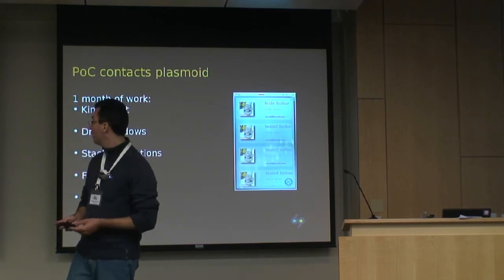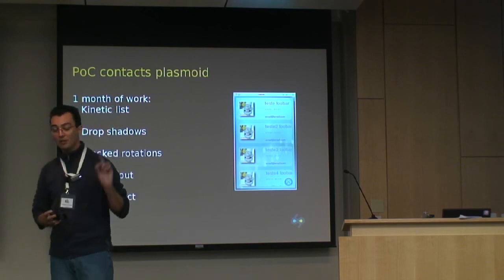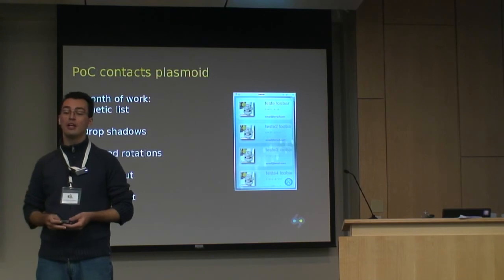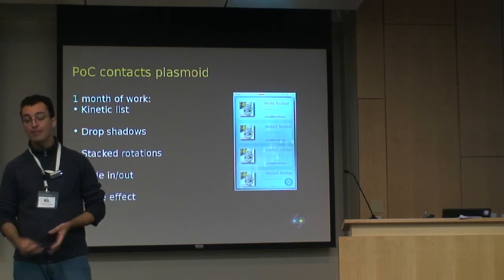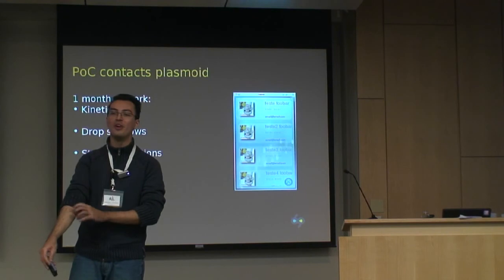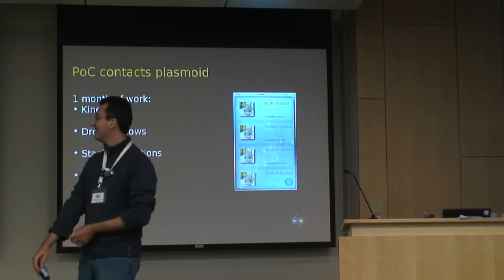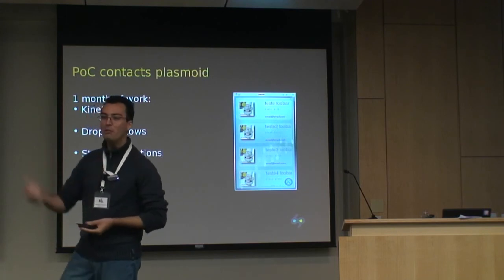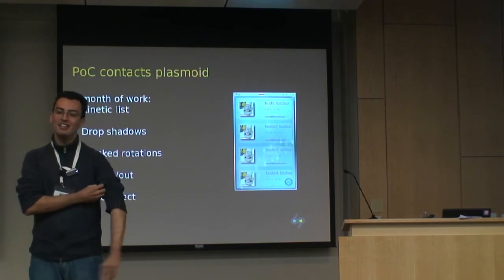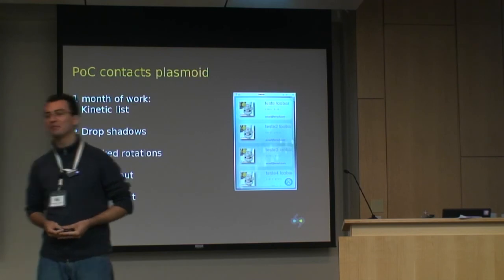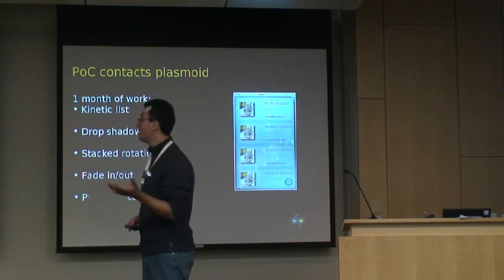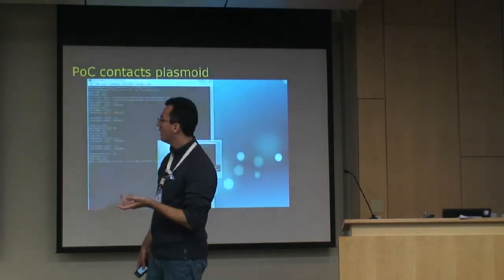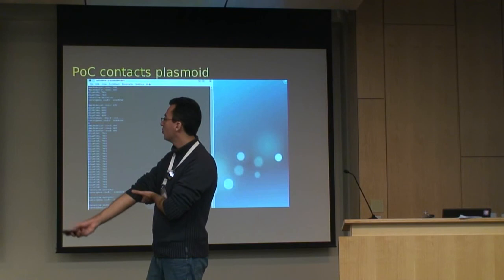I'm not able to execute this proof of concept anymore because since August, the Kinetic API has changed. As a result, the code will not compile anymore. And since all those features were implemented in just one month of work, I can say that the code is not exactly pretty. So I have here a really low quality video that's going to show how the proof of concept contacts works.